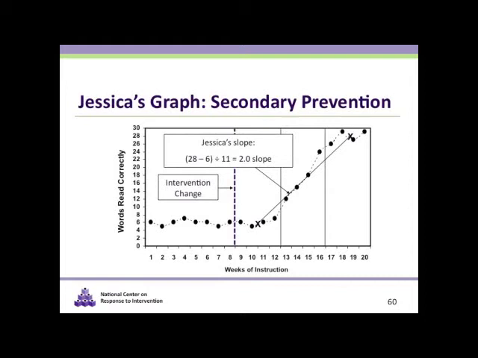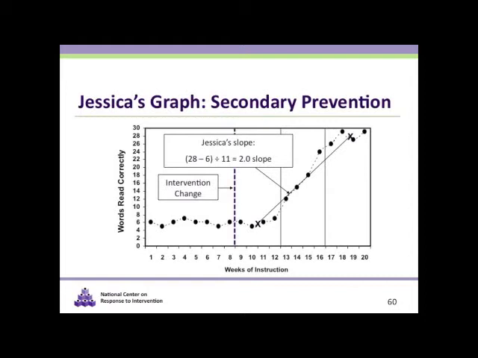Jessica's slope is calculated as 28 minus 6 divided by 11 equals 2.0 for secondary prevention. Her slope is above the first grade cutoff of 1.8 for growth in secondary prevention. Jessica can exit secondary prevention at this time and go back to primary prevention. It is important to continue progress monitoring for Jessica in primary prevention to be sure that she is making adequate progress without the supplementary instruction provided in secondary prevention.